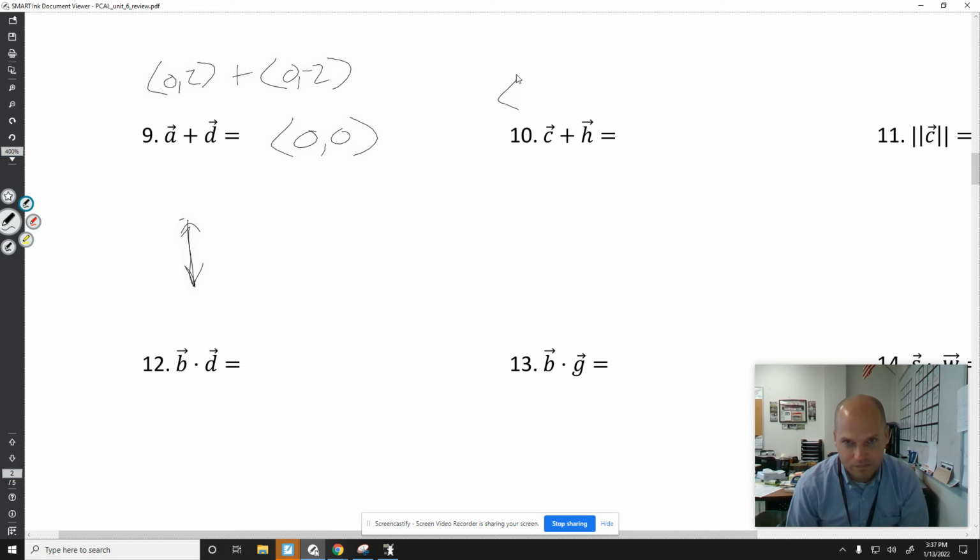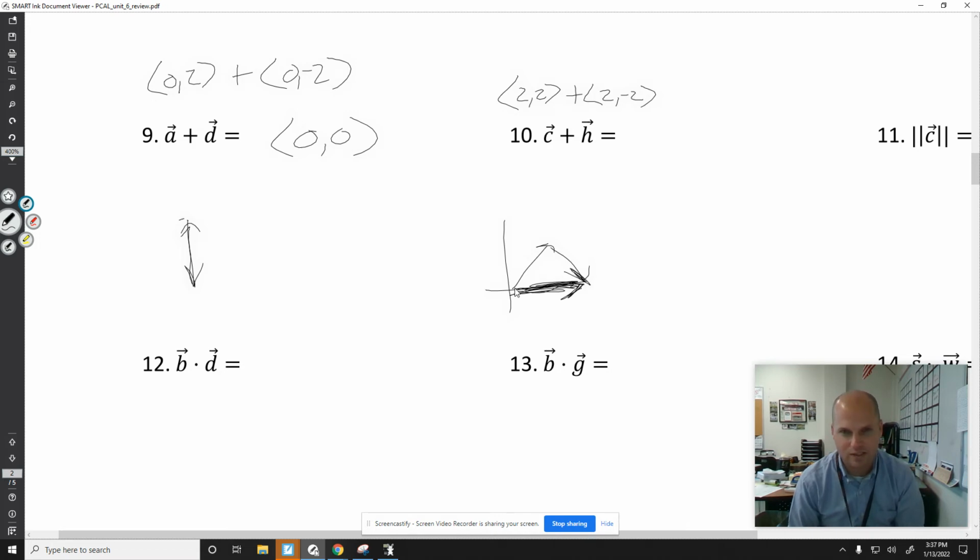C is 2, 2. H is 2, negative 2. So you're going up and to the right 2, 2. And then you're going to go up 2, but then down negative 2. So 2, negative 2 is right and then down. So you're going to end up there. So boom, there's my C plus H. That's the visual of it.